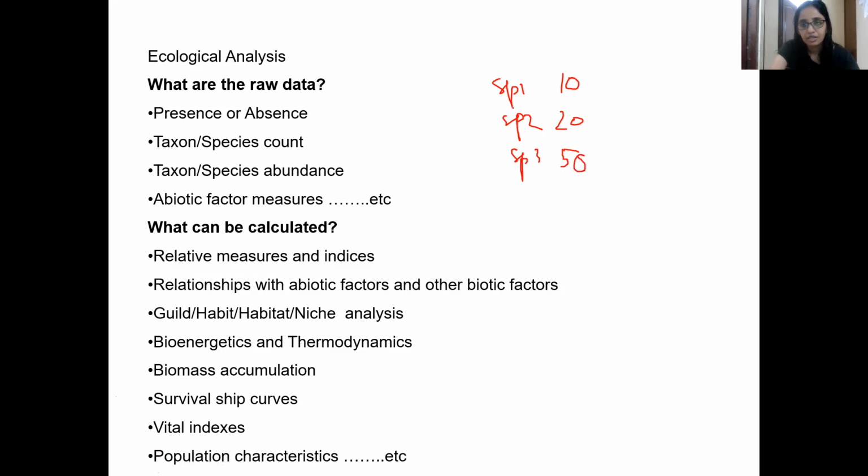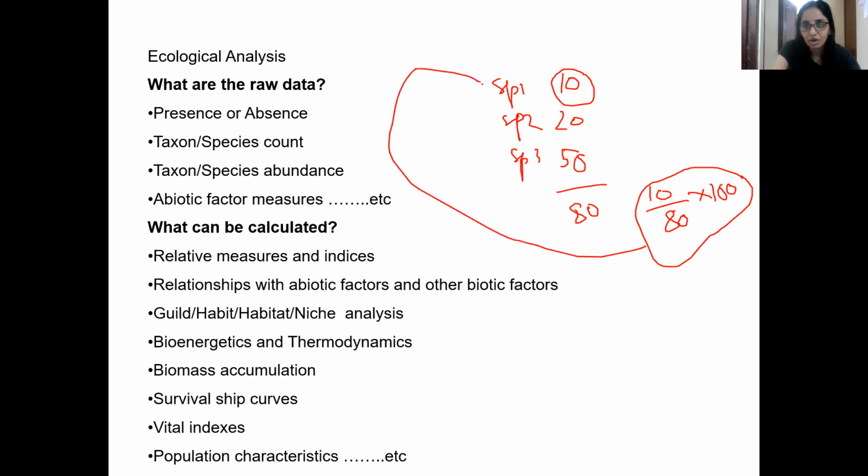Here the absolute count for species 1 would be 10. But if you are looking at the relative abundance of species 1, the total would be 10 plus 20 plus 50, that is 80. So 10 divided by 80 into 100. When you solve this, it gives you the relative abundance of species 1. Similarly, there are many different relative measures that can be calculated.